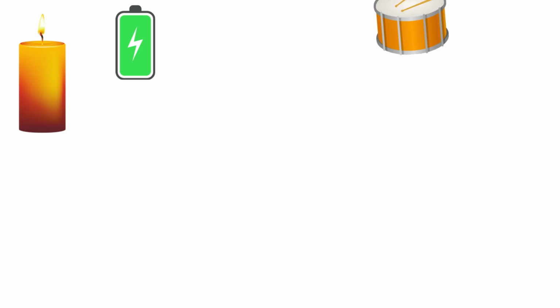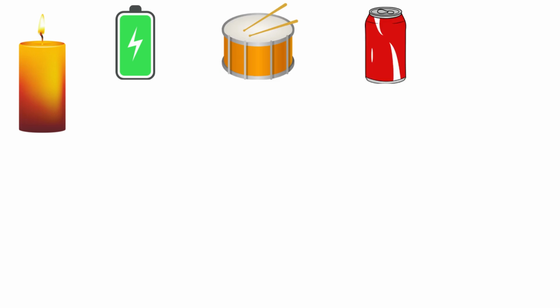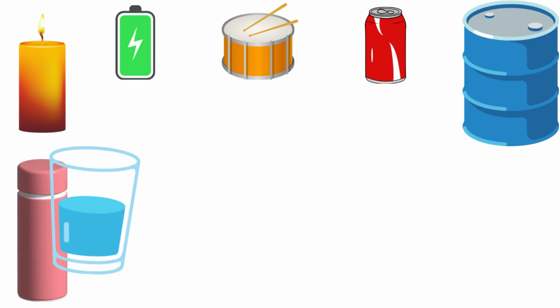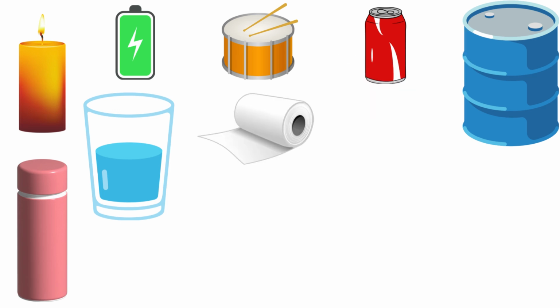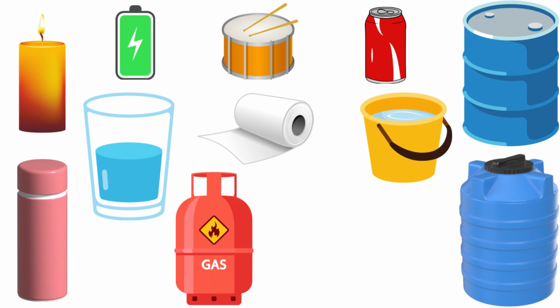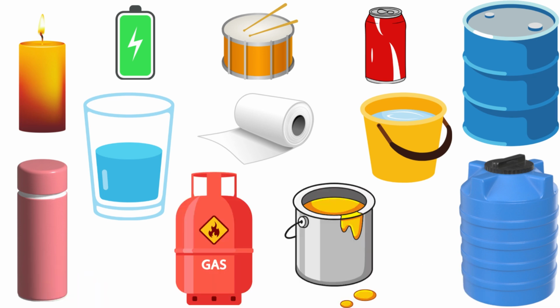You can see me as a candle, as a battery, as a drum, as a Coca-Cola can, as a water drum, as a tumbler, as a glass, as a paper roll, as a water tank, as a bucket, as a gas cylinder, and as a paint can. Rolling, storing, or pouring, I'm everywhere.